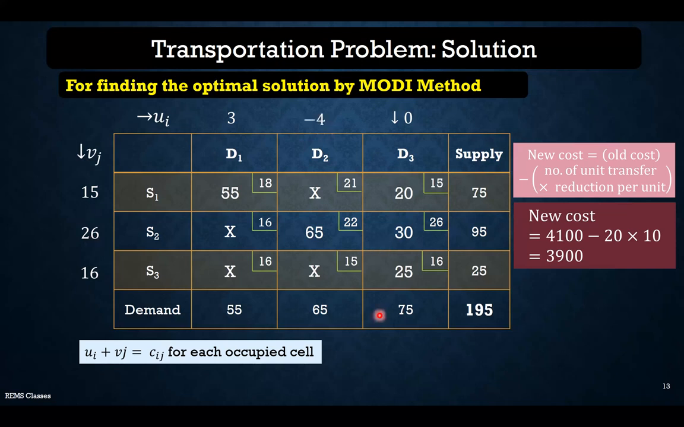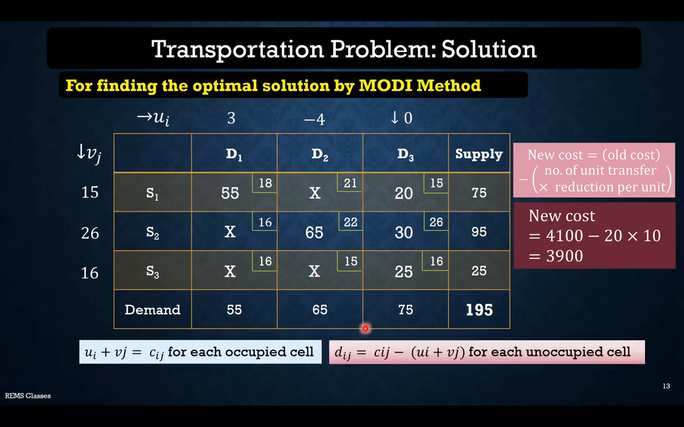Again, we have to find the values of opportunity cost, that is Dij, for unallocated cells. We have 4 unoccupied cells: 1, 2, 3, 4. We will find the opportunity cost Dij for each unoccupied cell. How are we finding Dij? By subtracting ui and vj from the Cij.